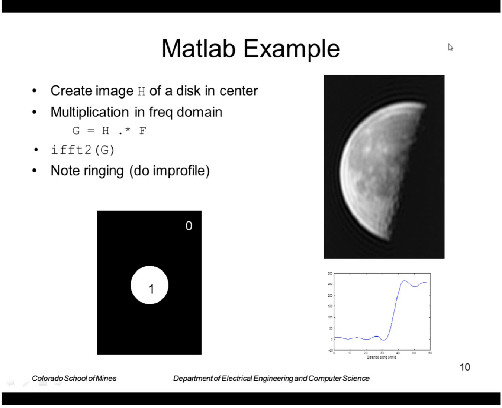Okay, let's do an example of a low-pass filter, applying a low-pass filter to an image in the frequency domain. So using Matlab, we'll create a filter consisting of ones inside a disk, zeros outside. We'll take the transform of that and the image and apply it to the image in the frequency domain. Take the inverse transform, and then we'll note the ringing here.